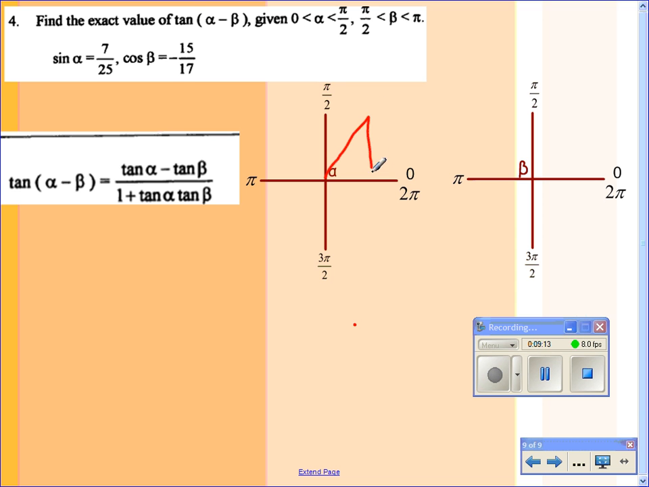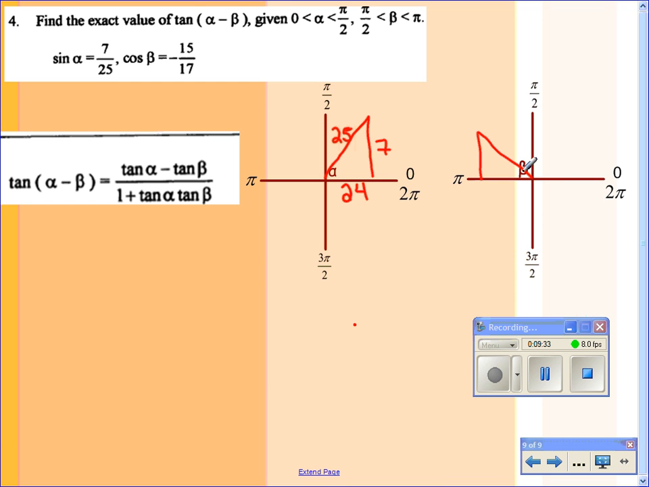If you look at our formula, we need tangent of alpha and tangent of beta. This time, they didn't give us any tangent at all, so we're going to have to set up 2 different triangles. So if we set up the triangle for tangent alpha, it says sine of alpha is 7/25. So opposite side is going to be 7. The hypotenuse is 25. Our missing side length is going to be 24. And those are all positive because it's in quadrant 1.